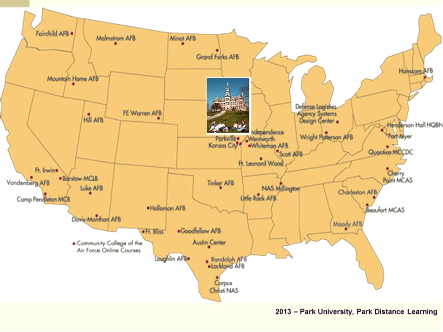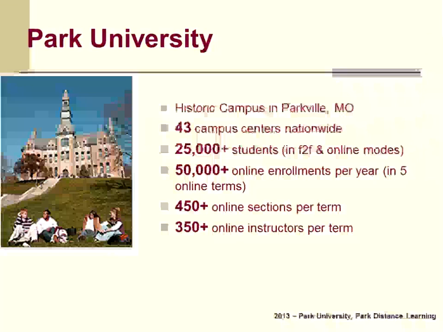Just a perspective of Park. Park University was founded over 135 years ago in Parkville, Missouri. It was founded as an independent liberal arts 4-year institution. The main campus stands on the banks of the Missouri River in Parkville, Missouri, which is a suburb of Kansas City. Park University has 43 nationwide campus centers in 21 states, with 7 completely online degree completion programs and 4 fully online graduate programs.